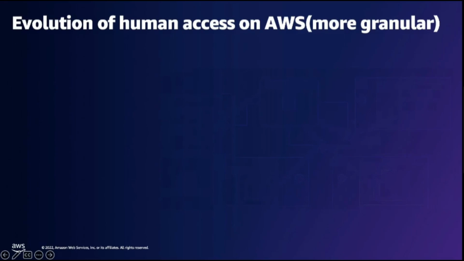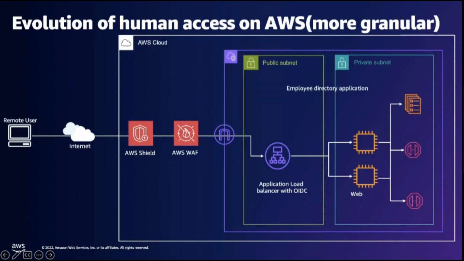Now let's have a look at another one. This is a more granular one. Here, our employee directory app is deployed in a public subnet and in a private subnet. This is, again, the common pattern.